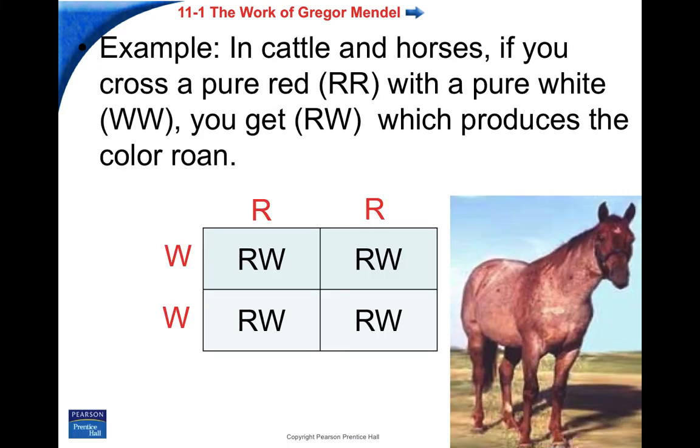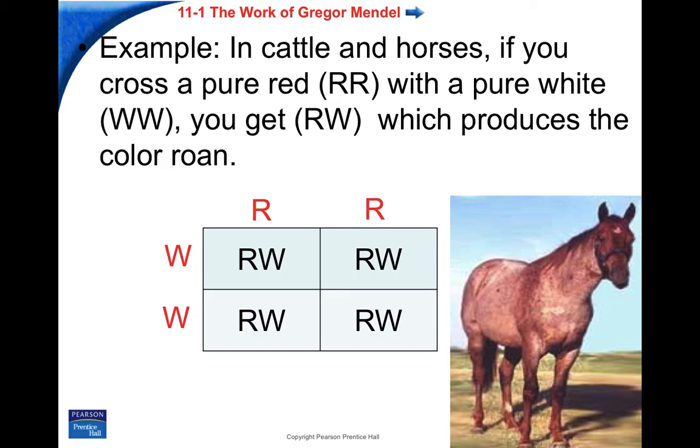Okay, let's look at another example. In cattle and horses, some, not all of them, but some of them can produce a kind of reddish fur coloring, which would be 2 capital R's. Some can produce a pure white horse or cattle, which would be 2 capital W's. But if you're heterozygous, having 1 R and 1 W, you produce a fur coloring which is called a roan, which you can see on that horse in the bottom right corner.